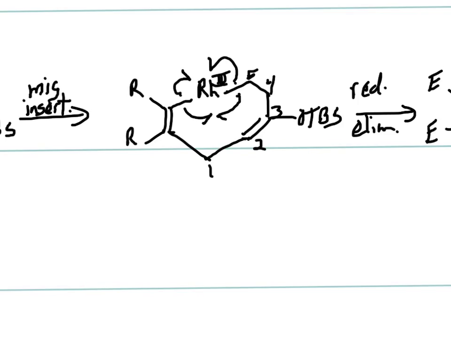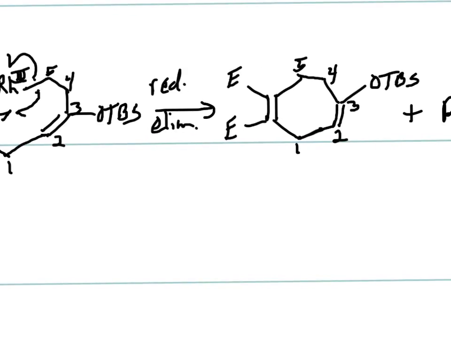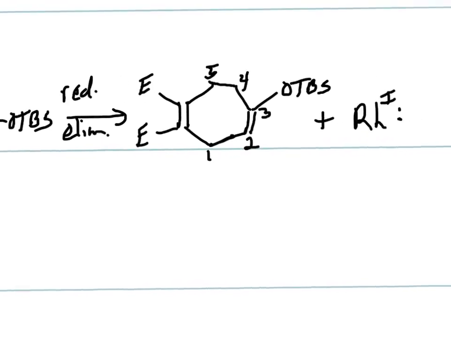Now once we're there, we still have our rhodium 3. Now we need to do reductive elimination, which we've done before. And we have our 7-member ring. And our alkyne is added in. And we're back to rhodium 1.